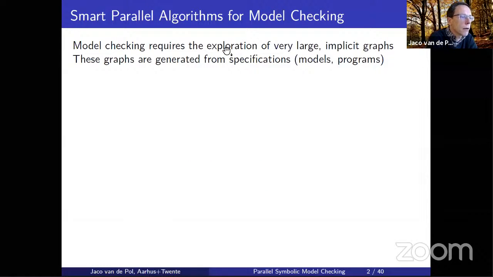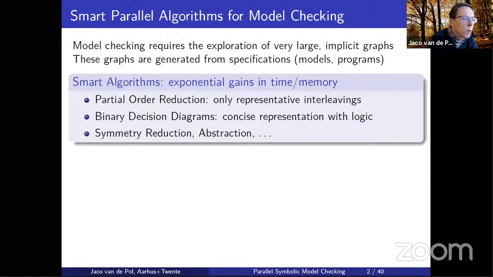Okay, so let's first look into the motivation. Model checking, as you all know, requires exploring a quite large graph because the state space explosion is still with us. These graphs are typically not the input to the problem. The input is often a quite concise model or a program. But from this program or model, we generate this large graph on which we do the model checking. Now, there are a lot of approaches to combat state space explosion, and one is to have smart algorithms.